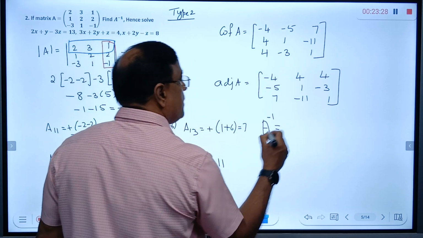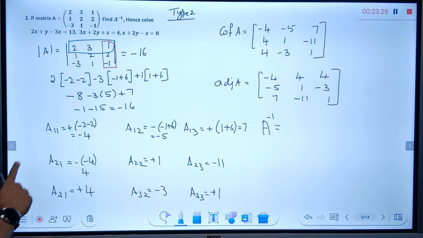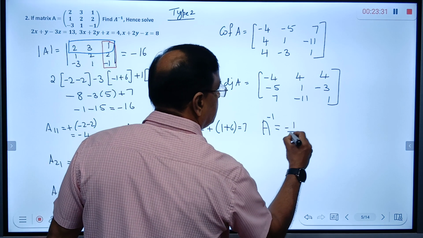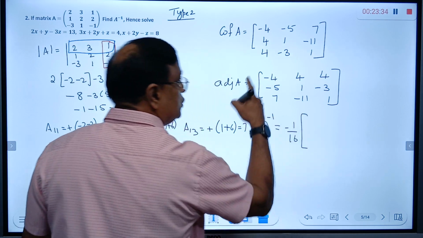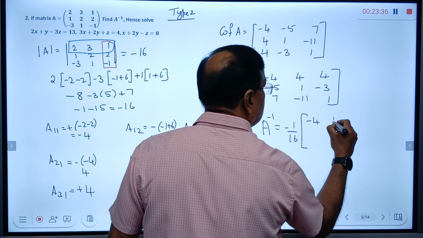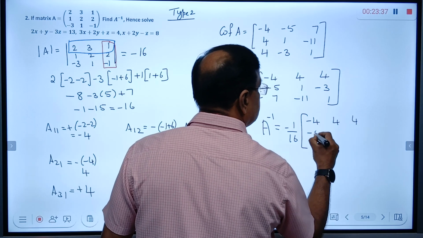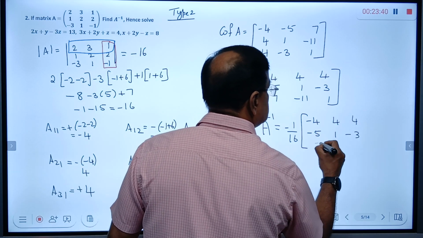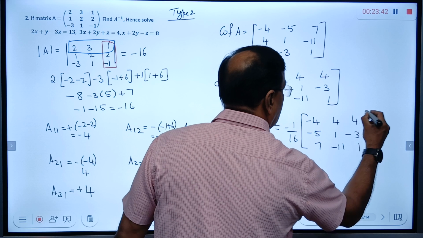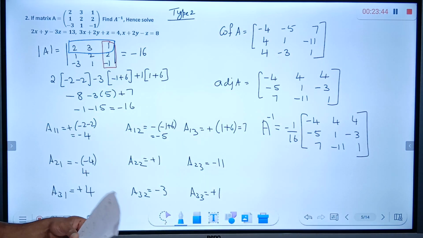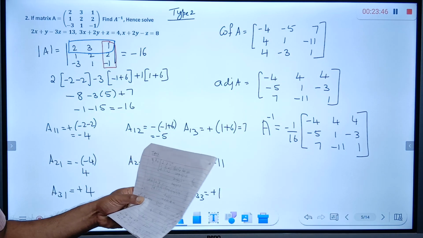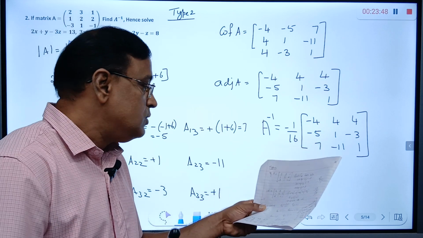Now I want to find A inverse. A inverse is 1 by determinant of A. What is the determinant of A? Minus 16. So 1 by determinant of A into adjoint of A: minus 4, 4, 4, minus 5, 1, minus 3, 7, minus 11 and 1. I think this is correct. Let me just check it. If this is wrong, everything is gone.